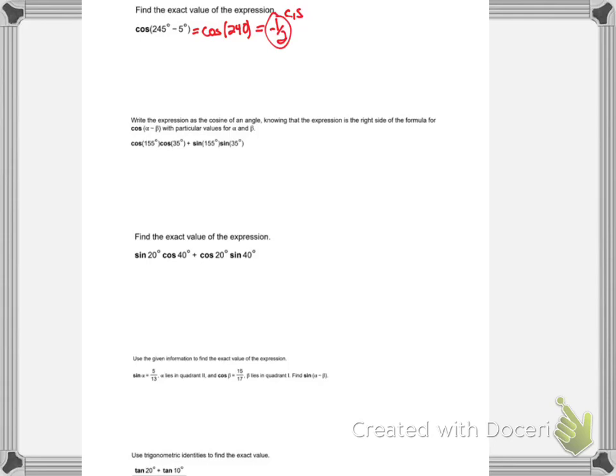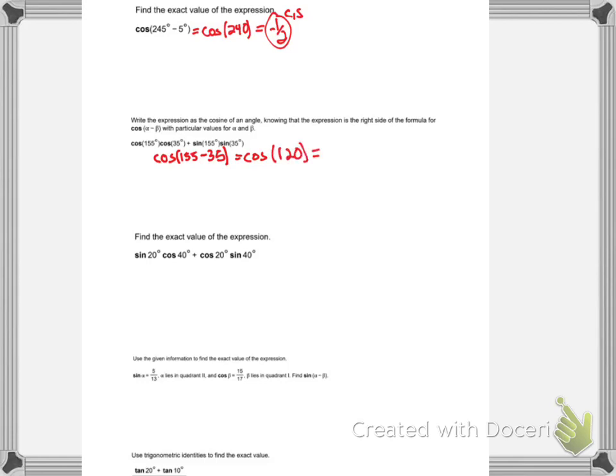And then here you see you have cosine, cosine plus sine, sine. So it said write this expression as a cosine of the angles. What we want to do is we see that this would be a cosine difference based on the cosine, cosine plus sine, sine. So we're going to have cosine of 155 plus, nope, difference, minus 35. When we subtract that, we get cosine of 120.